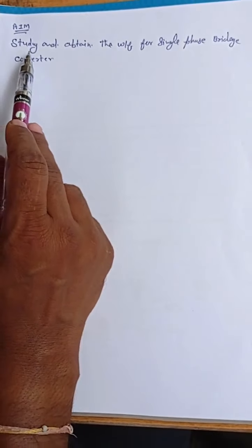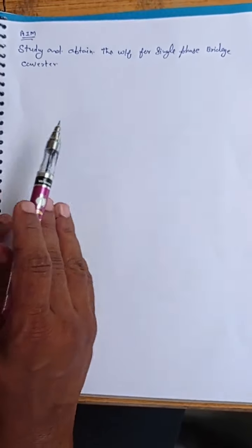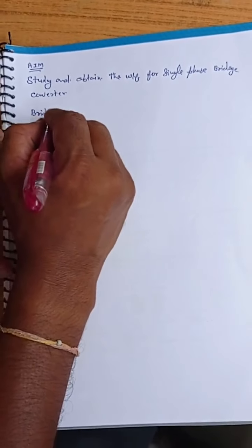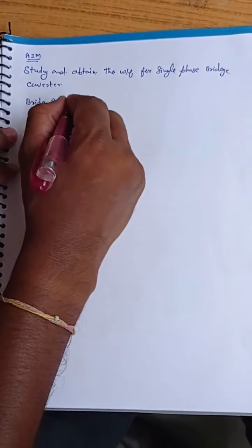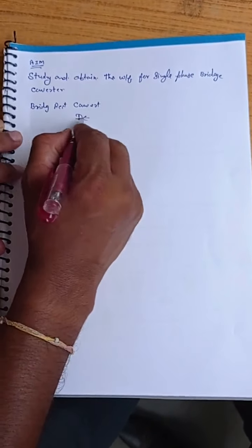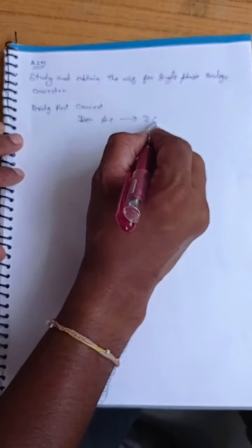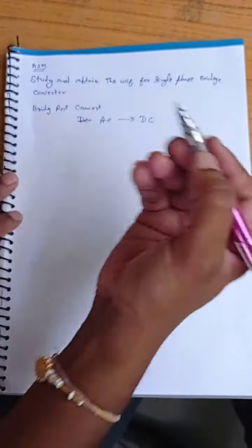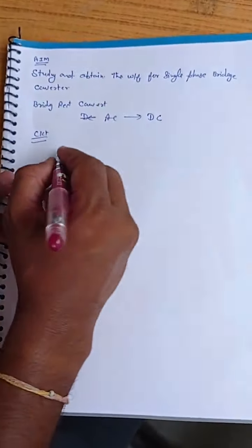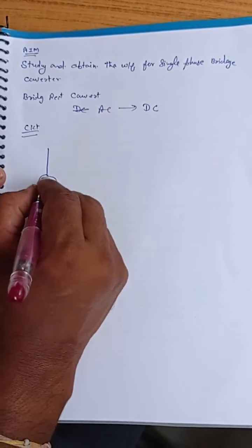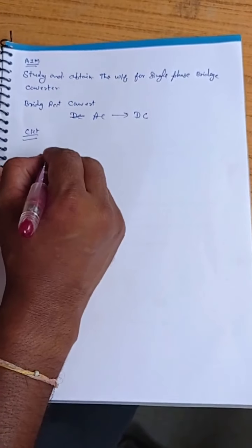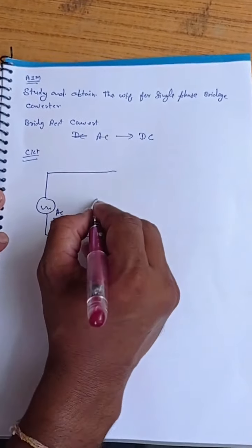As we said, we study and obtain the waveform for a single phase rectifier. A bridge rectifier converts an AC signal into a DC signal. Before starting the practical, we should know the circuit diagram as the theory portion. Initially we will apply a 230 volt AC signal, and this AC voltage is applied to the bridge.